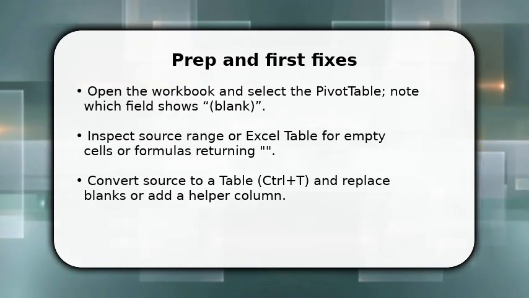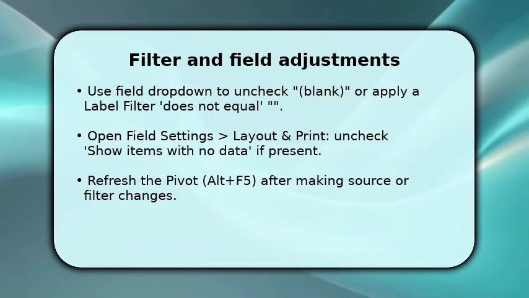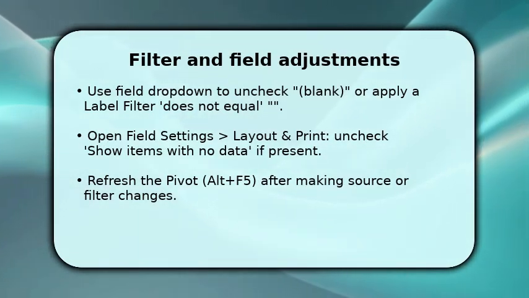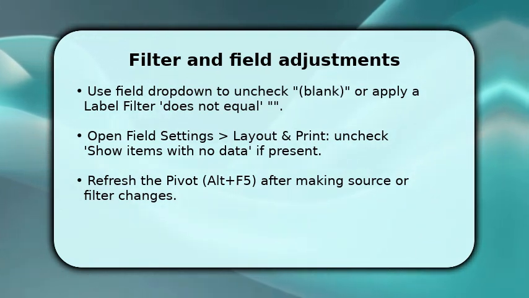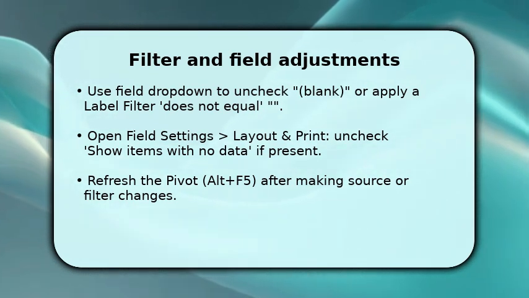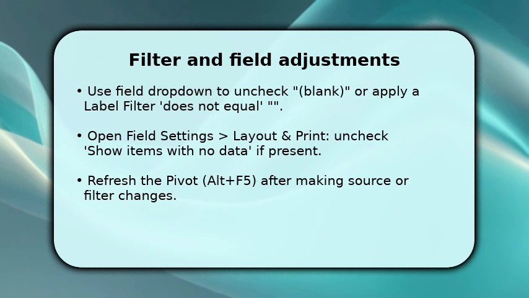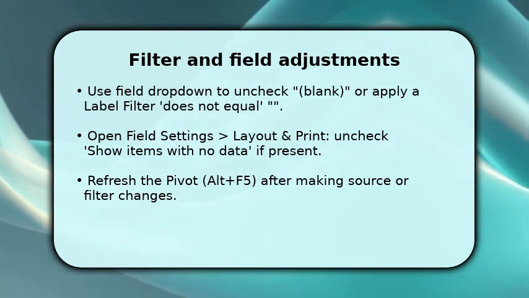Once done with the source cleanup, work inside the pivot table. Open the field drop-down for the row or column showing blanks and uncheck blank to remove them immediately. If you need a rule, apply a label filter such as does not equal and leave the criteria blank to exclude empty strings. Make sure layout and print options do not force items with no data to display.